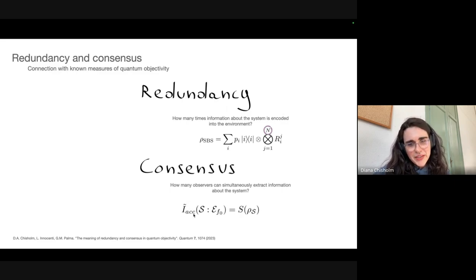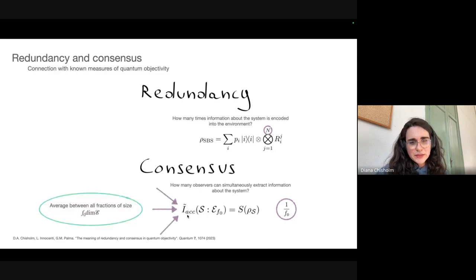Anyway, if this condition is met, which obviously looks a lot like the condition you're looking for in quantum Darwinism, then 1 over f of 0 is the consensus of your system. And again, I stress that there's an important detail you're adding compared to standard quantum Darwinism, which is the fact that this is the average between all fractions of the same size. Okay, but one of the main points here is that you can use the framework of SBS to measure the redundancy, and you can use the framework of quantum Darwinism to measure the consensus.